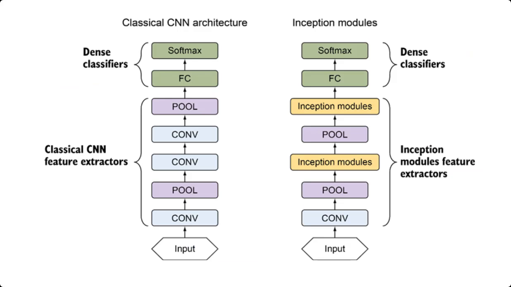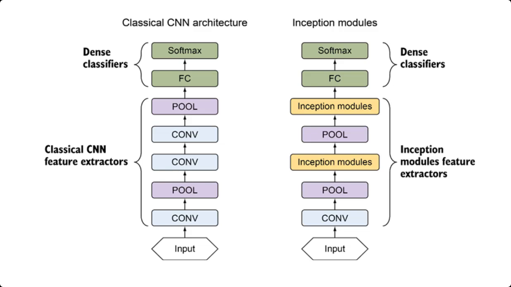Let's have a closer look at the classical convolutional neural networks, which you can see on the left side, and on the right is the Inception network. From this diagram, we can see the difference. In classical architectures like LeNet, AlexNet, and VGGNet, we stack convolutional and pooling layers on top of each other to build the feature extractors. At the end, we add the dense, fully connected layers to build the classifier.